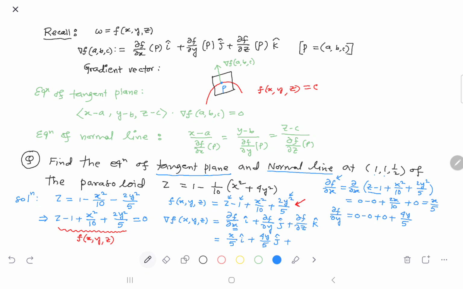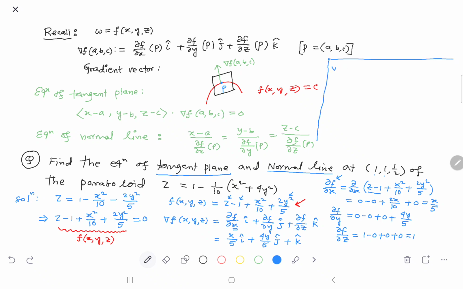Now, can you tell me what del f del z will be? With respect to z, do the same thing. Now x and y are constant. So 1 minus 0 plus 0 plus 0. So you are getting 1. So just k cap.